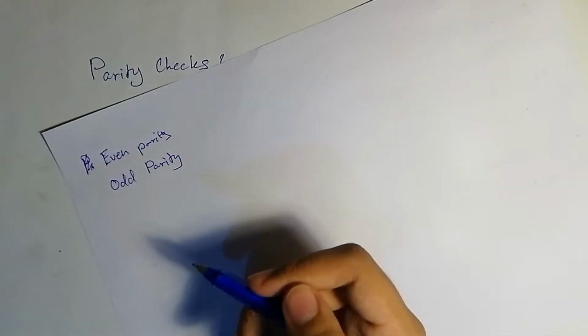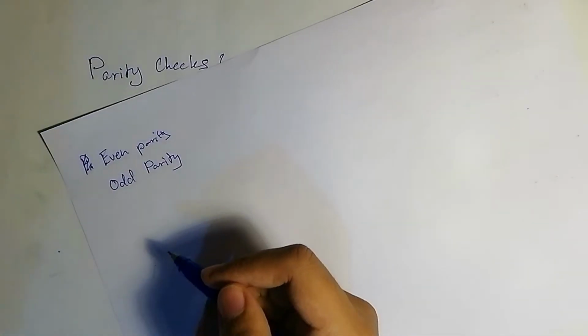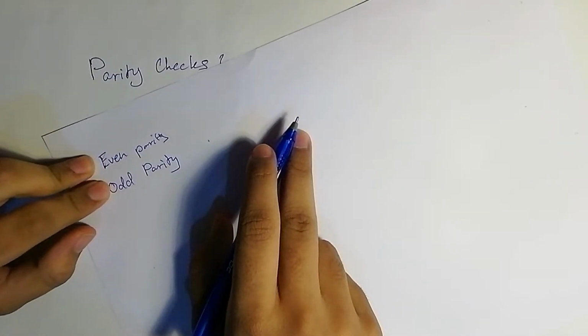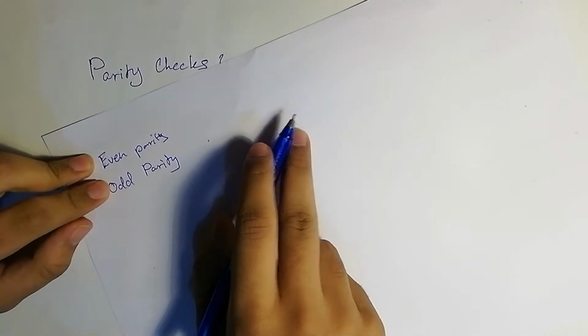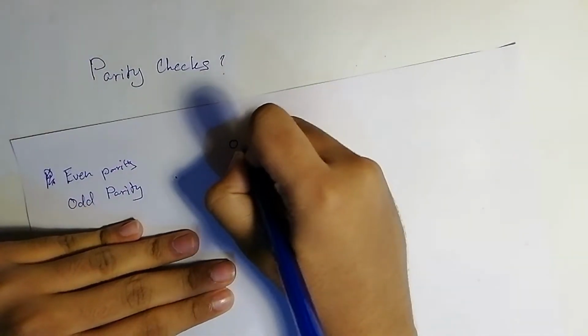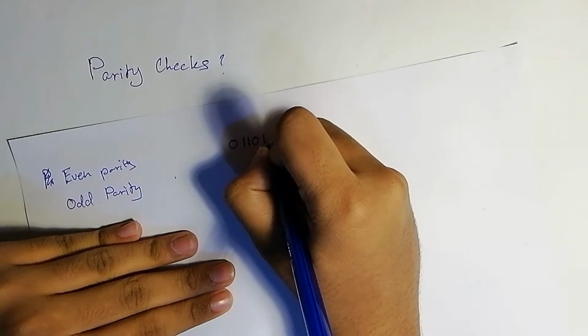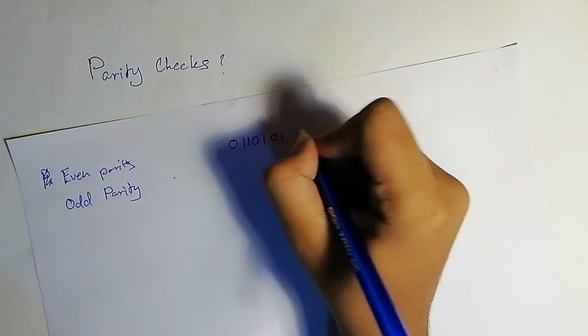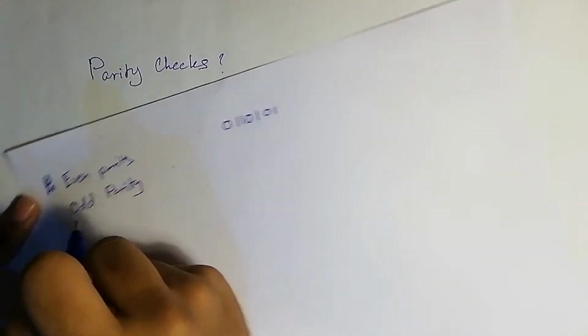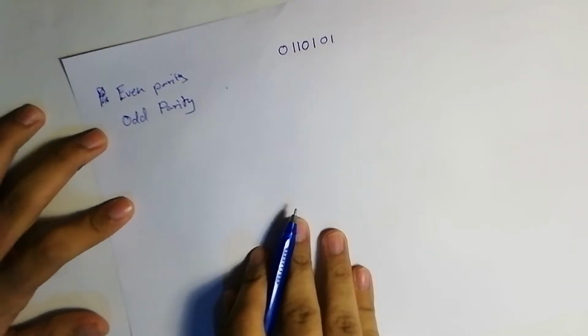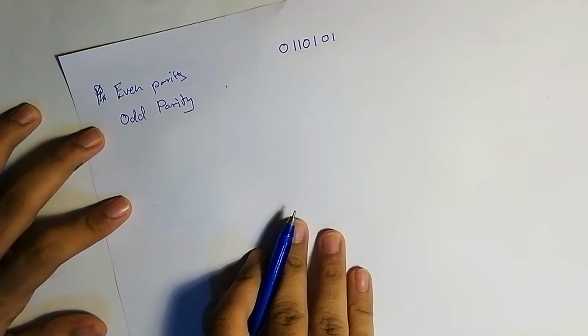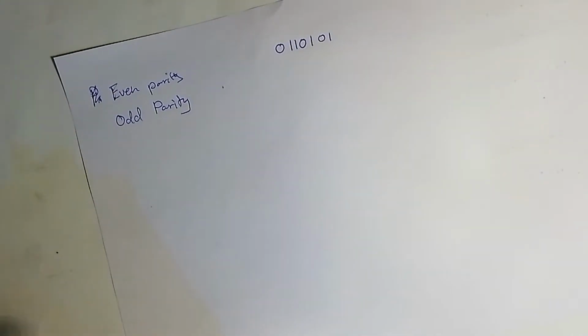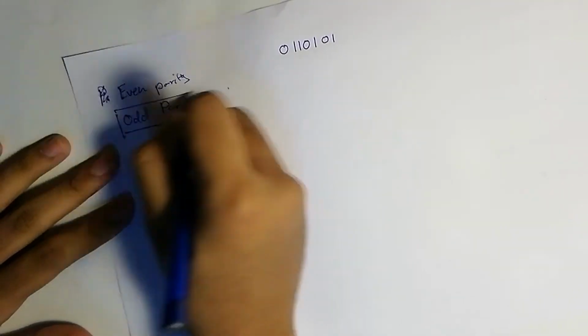Okay, now I will explain both of these. First we need an example. Let's say we have a byte that goes something like, I don't know, 0110101. For a bit of context, the sender and receiver must have agreed beforehand on what type of parity they're going to use. Let's say here we chose odd parity.